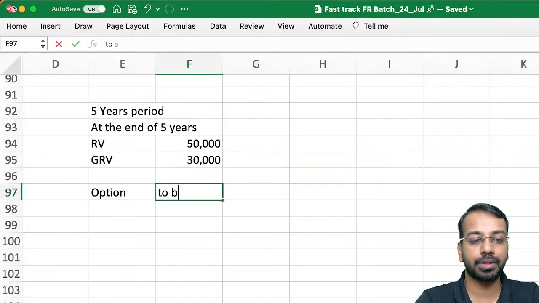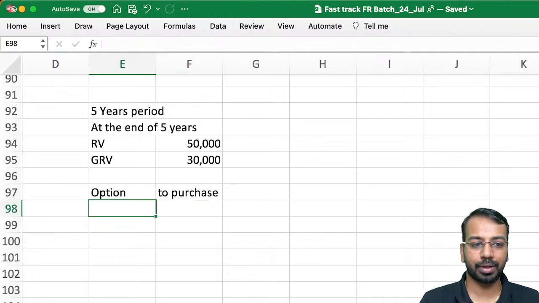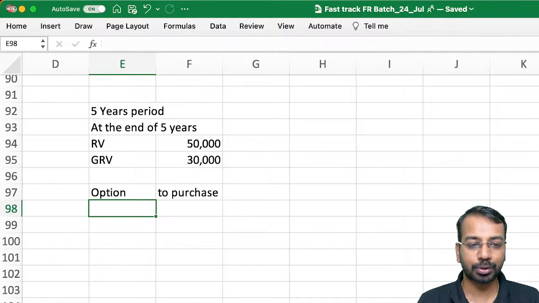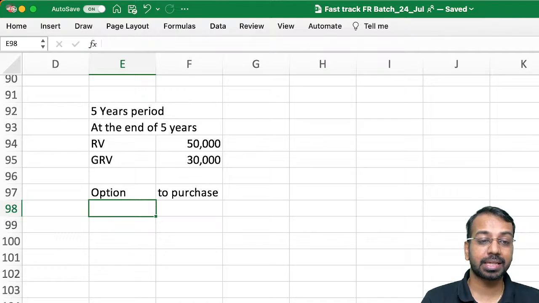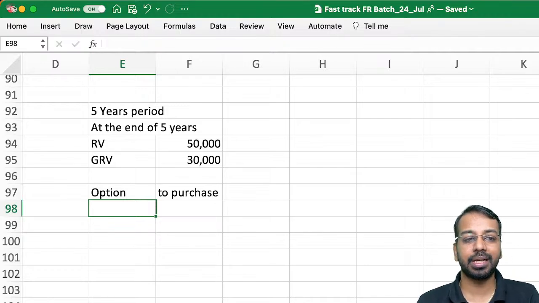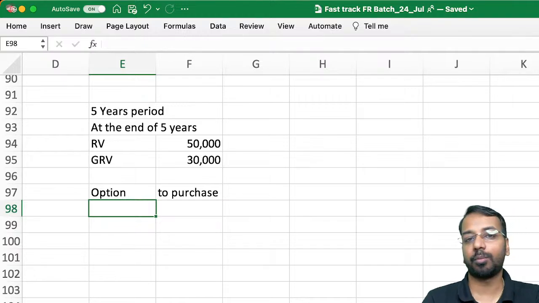Option to what? Purchase. Now please remember, whenever we talk about option, this option comes in future. Option gives us a right to purchase or a right to sell. Now when I say I have an option to purchase, the other party has an obligation. When I have a right to purchase, the other party has an obligation.